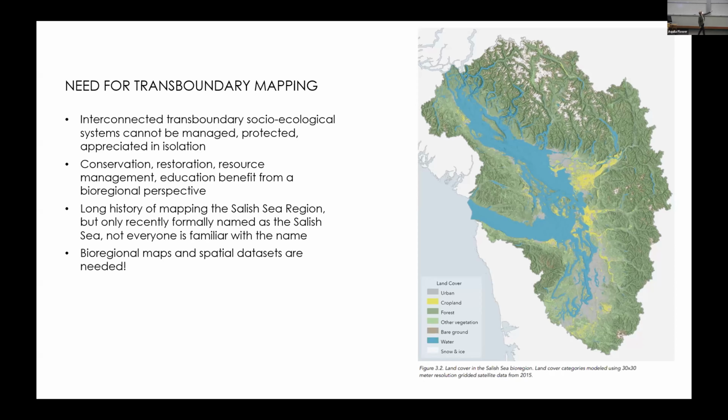Oh, let me tell you, that's the land cover data set for the Salish Sea bioregion. It's showing how much of the area is forested in green, with some urban areas in gray and yellow areas representing agricultural land use. And a map like that takes a lot of work to make, but we need those.